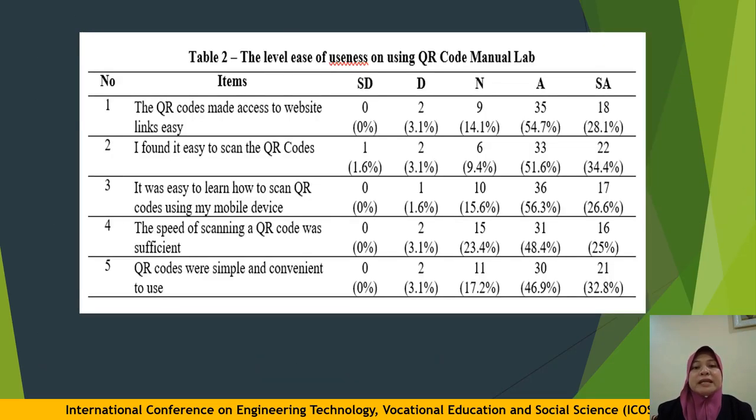Table 2 shows the level of ease of use of the QR code lab manual, which has 5 items. QR code made access to website links easy, it is easy to scan the QR code, easy to learn how to scan QR code, the speed of scanning QR code was sufficient, and QR code was simple and convenient to use. So we see from the data, most of the respondents agree and strongly agree for all the items of the level of ease of use.